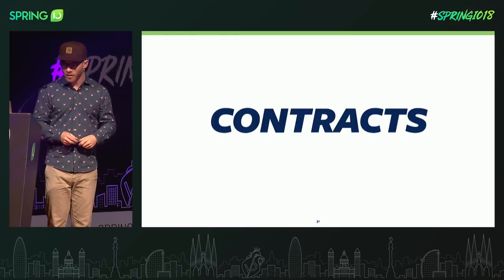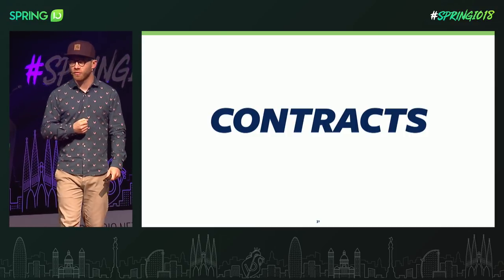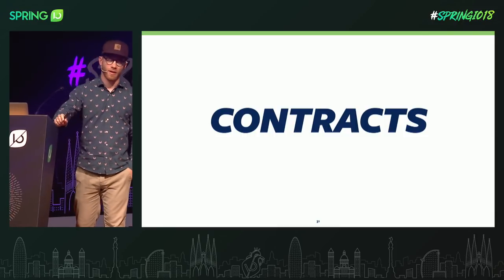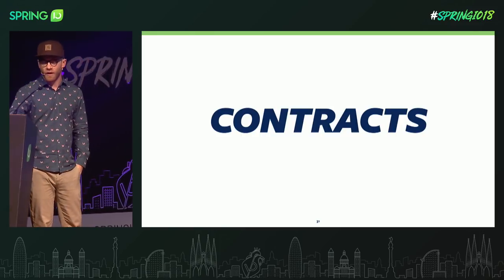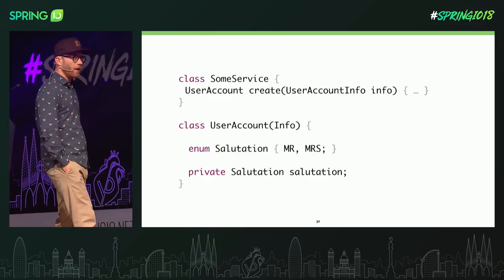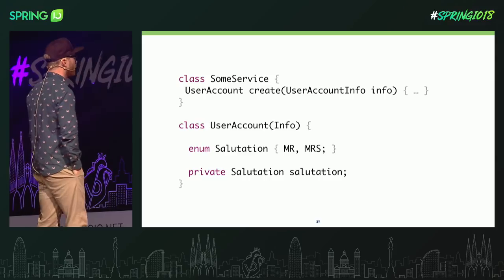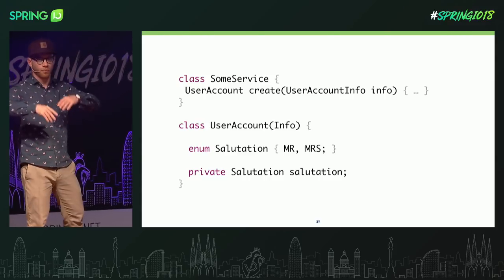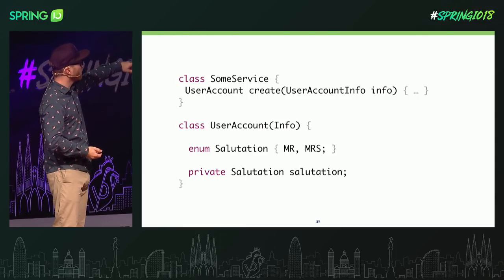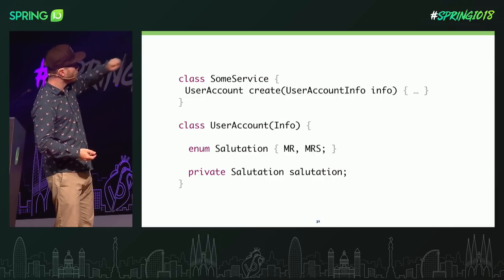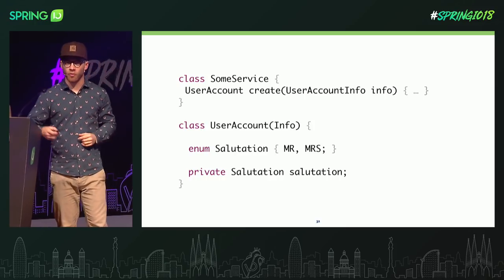So, contracts. Not what you might think I want to talk about. I want to have a look at the way we define interfaces in Java in the first place. You're probably all Java developers. When we define an interface, let's say there's some service that is about to create a user account, and we have this user account class, with a salutation in there, a private field that's an enum. Does that even compile? I'm not sure. You know where I'm getting at. It's like coding in Keynote, that's weird.